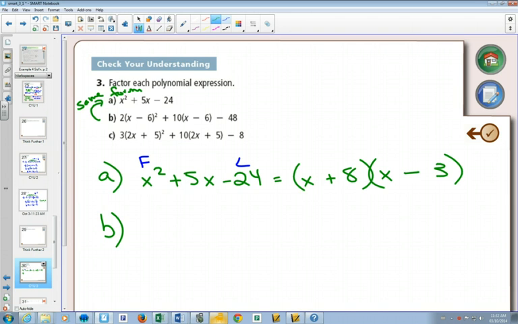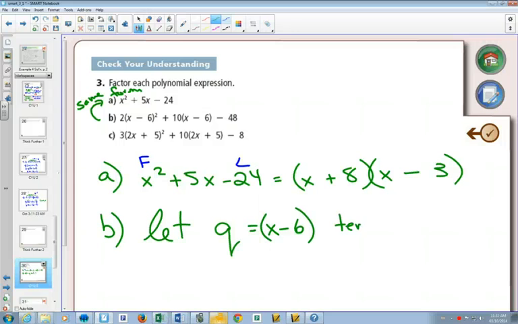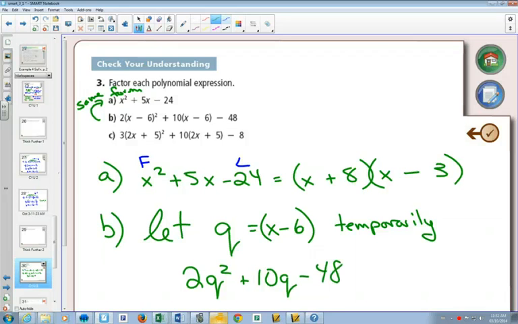In fact, I'll make it look like A by picking a new letter other than x. What letter would you like to use? Q. Q's are fun. Nice. So we're going to make Q equal to x minus 6 temporarily. Because that'll change this question, and all of a sudden it's going to look like this: 2q squared plus 10q minus 48. Doesn't that look a lot easier to factor than what we had before?